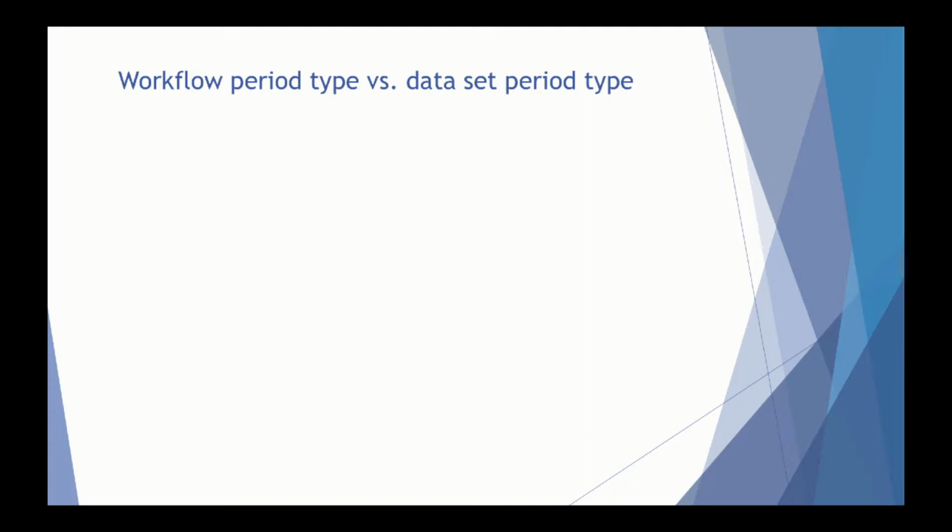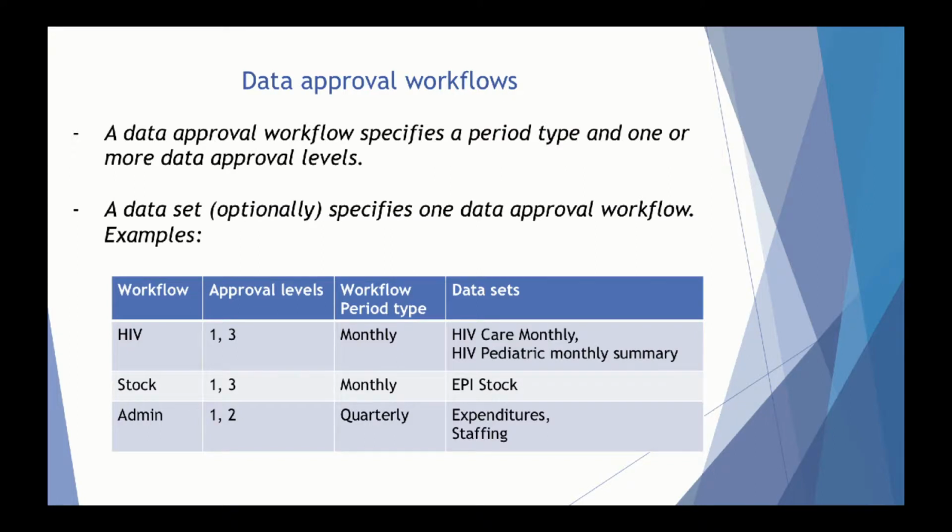In the previous slide, we saw that a workflow has a period type. We all know that data sets also have period types. So the question is, what is the relationship between the workflow period type and the data set period type? Must they be the same? As we were designing this feature, this was an open question. We hadn't answered it yet. Can the workflow period type be shorter than the data set period type? Can it be longer than the data set period?